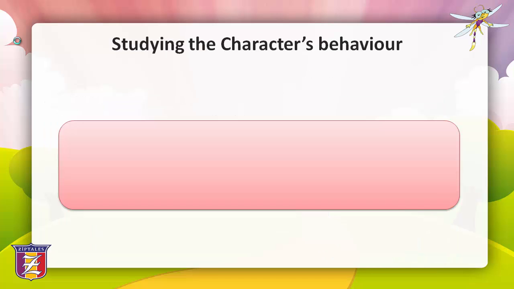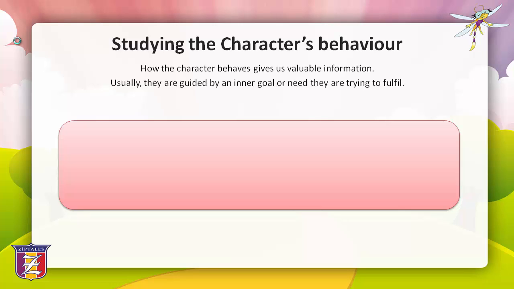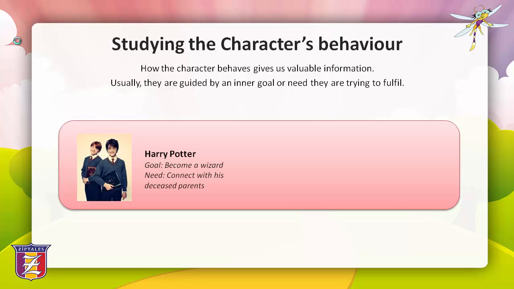Let's move on to studying the character's behaviour. How a character behaves gives us valuable information about their personality, feelings, and motivations. Often, a character's behaviour is based on a desire to achieve a certain goal, but this can also reflect an inner need they are trying to fulfil. Harry Potter is a good example. His goal to become a wizard reflects an underlying inner need to connect with his deceased parents, who were also wizards.